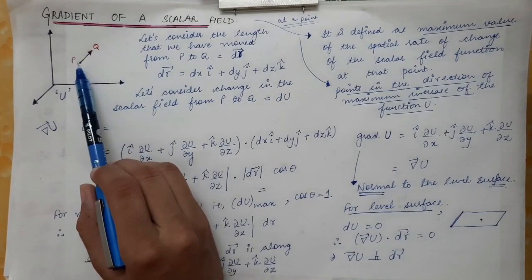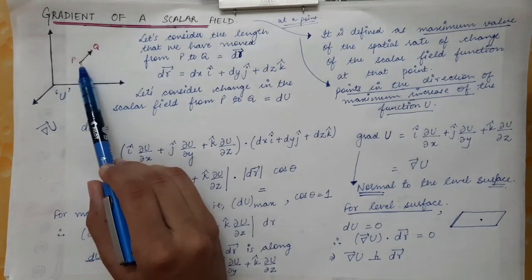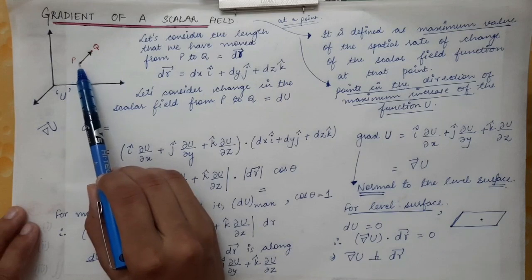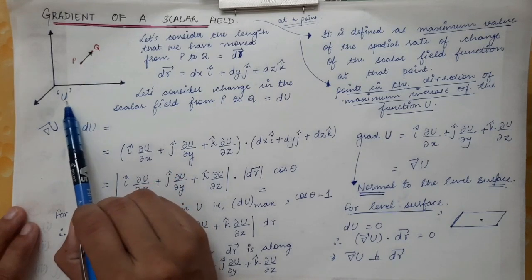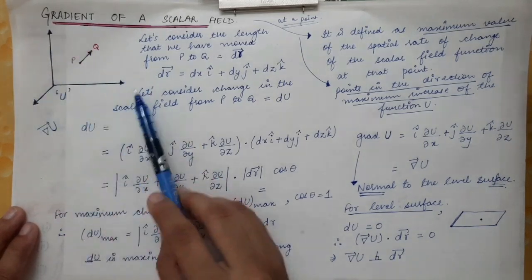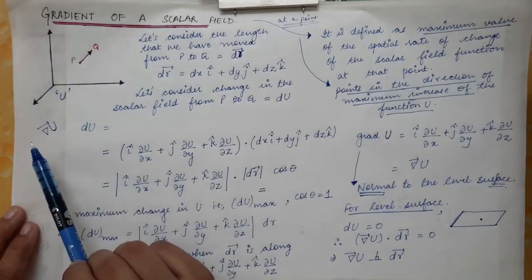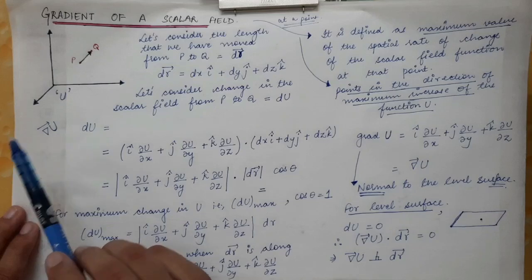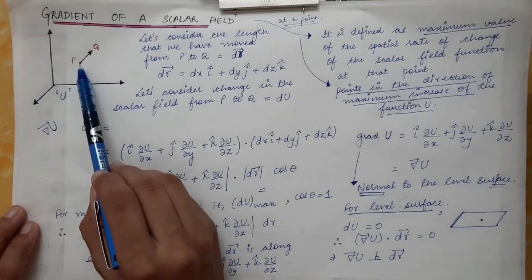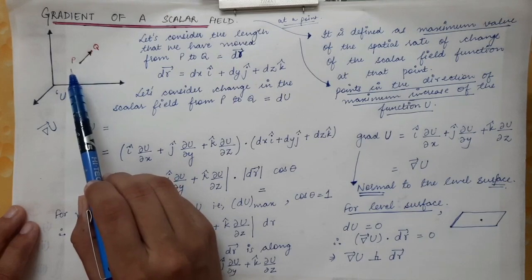So let's consider the point P where we want to find the gradient. Now if we move from this point P, at P there will be some value of the scalar function. This scalar field U, we are supposing that U is the scalar field which has some unique values in the space. So U is the scalar function. You can take it as temperature, capital T. So I am taking U as a scalar field. At point P there will be some value of the scalar field.